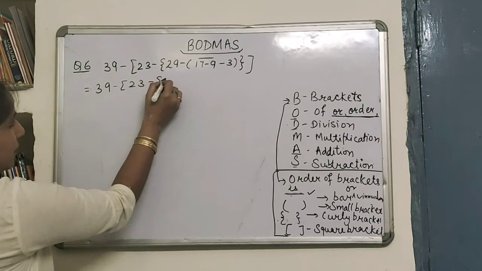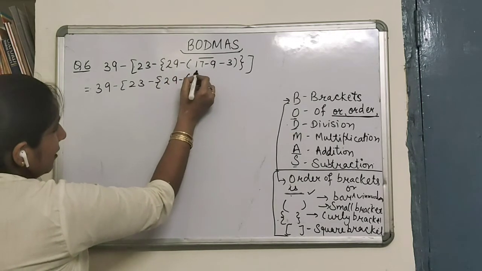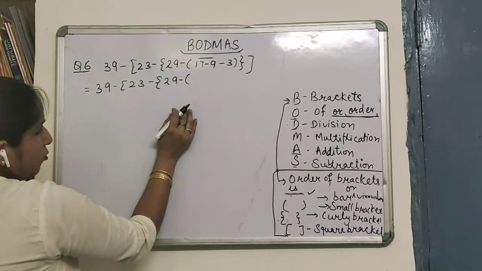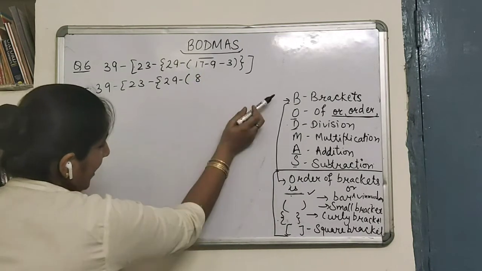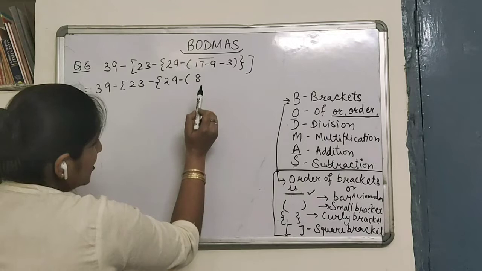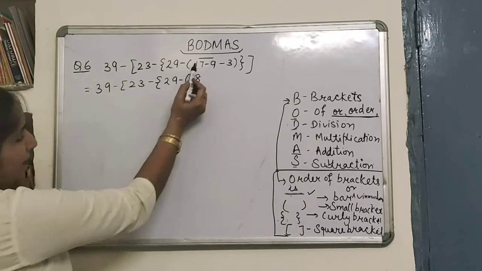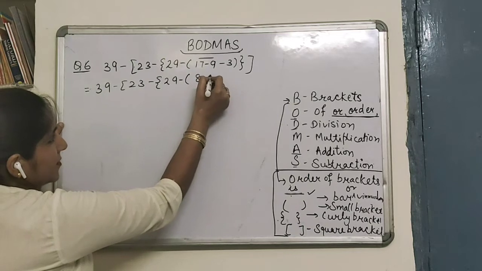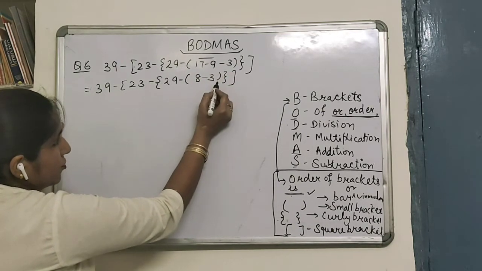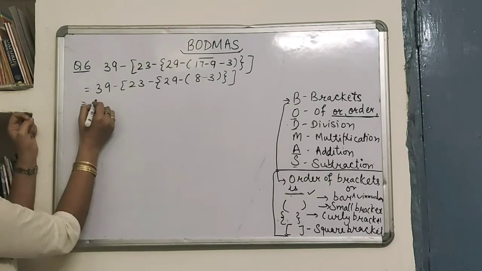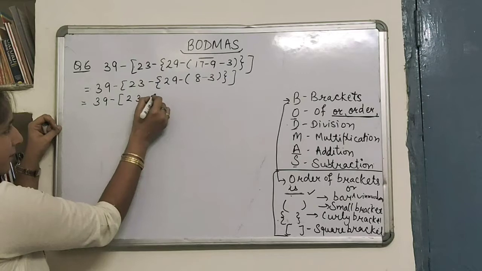So all other numbers I am writing. 17 minus 9 is what? It's 8. So solving first of all the brackets, and the first order of bracket is to solve the bar or the vinculum. That's why I have solved it first, then minus 3. All three brackets close, small and then curly in the square. Now the next step is to solve the small bracket.